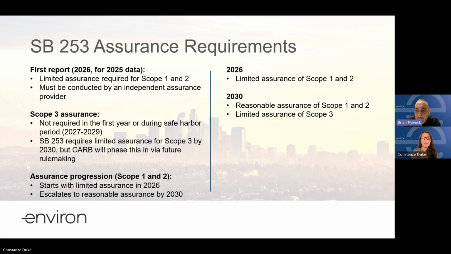And at that same time, scope 1 and scope 2 will be advanced to that reasonable level. So once again, just kind of simplified on the right side here, in 2026, the first year of reporting, limited assurance on scope 1 and scope 2. And then in 2030, that will be increased to the reasonable level with limited assurance of scope 3 data.